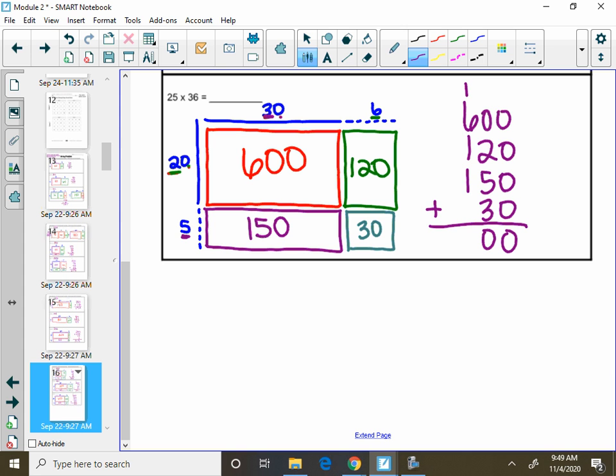10, 6, 7, 8, 9. So what is 25 times 36? 900, that's right. Excellent job. We will practice more area models at another time.